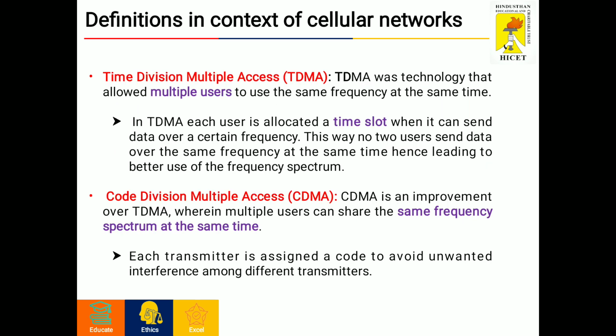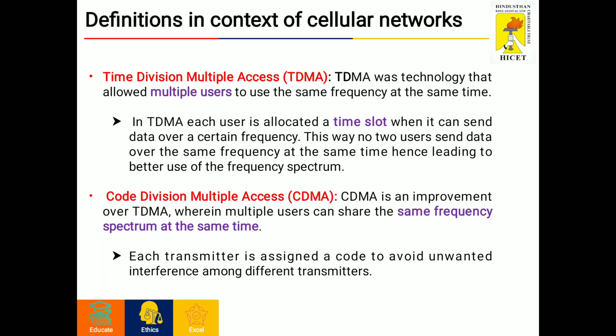TDMA is a technology that allows multiple users to use the same frequency at the same time. In TDMA, each user is allocated a time slot when it can send data over a certain frequency. This way no two users send data over the same frequency at the same time, leading to better use of the frequency spectrum.